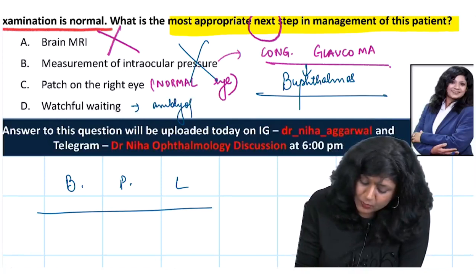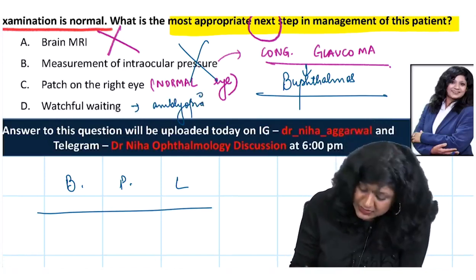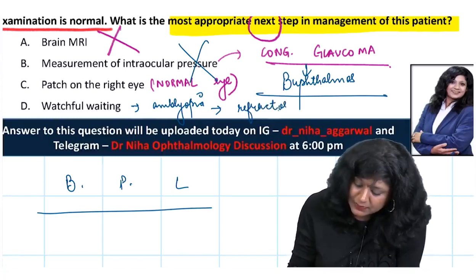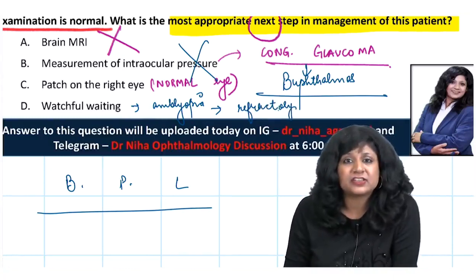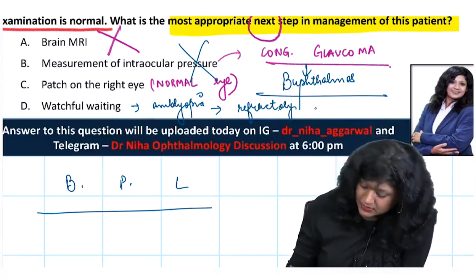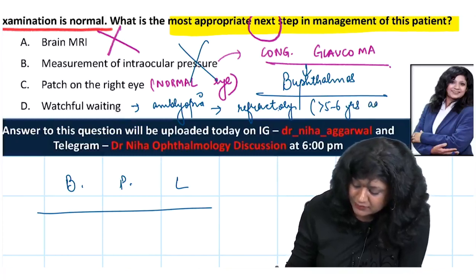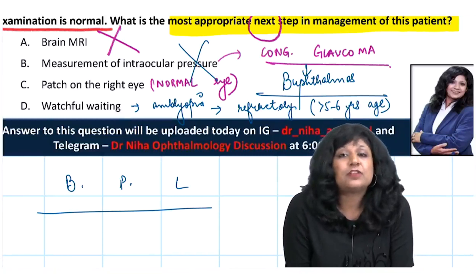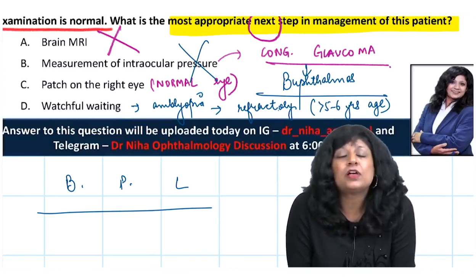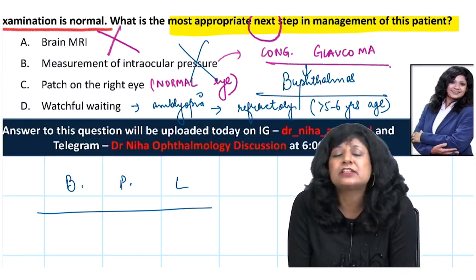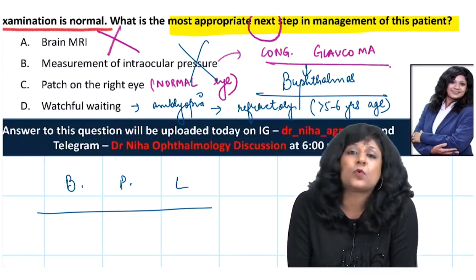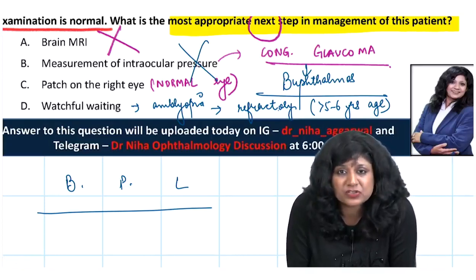There will be more and more amblyopia, and after a certain period it becomes refractory. It is not treatable after 5 to 6 years of age. After 5 to 6 years of age, the amblyopia becomes refractory. So even if you are treating it, there is no benefit from that. So obviously you cannot take it lightly. Squint is one condition that requires immediate treatment.